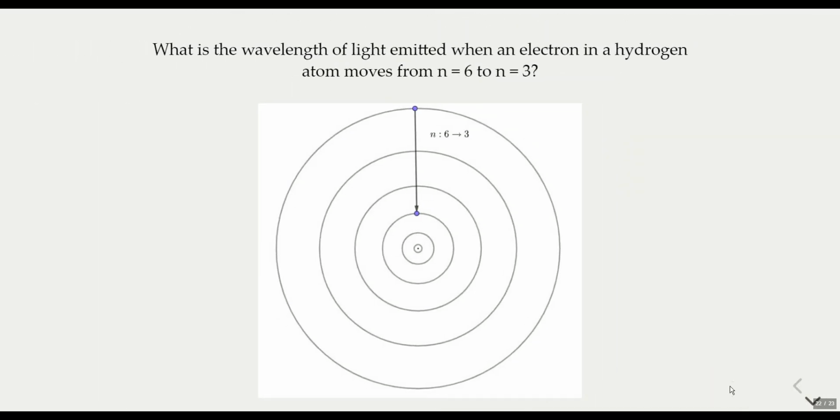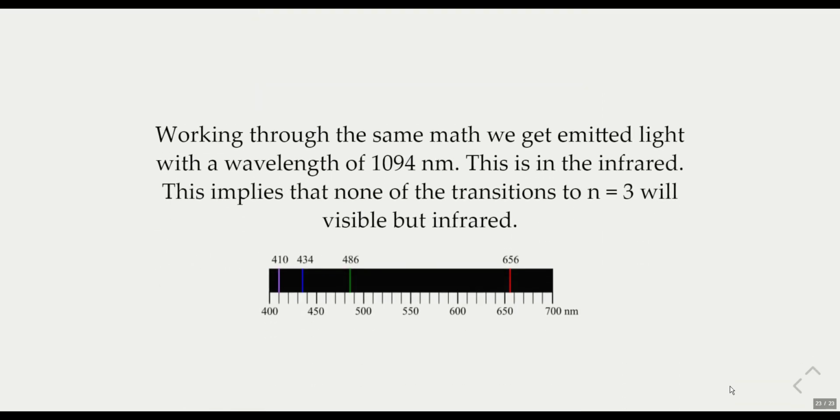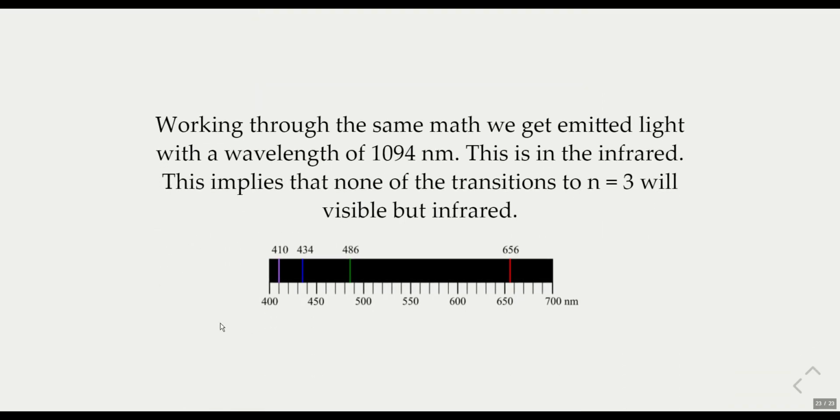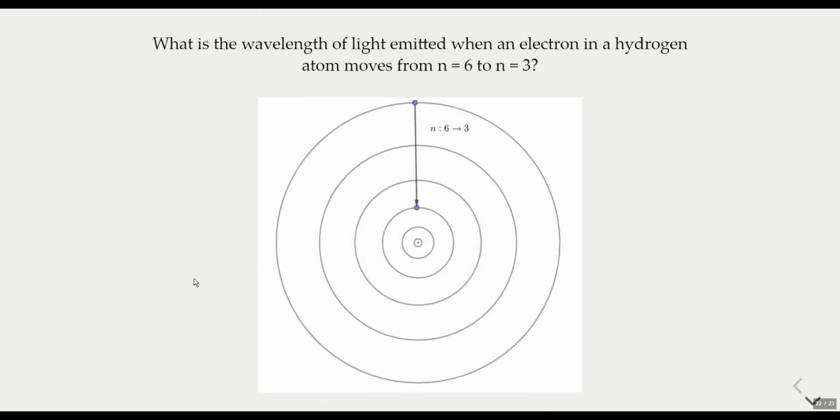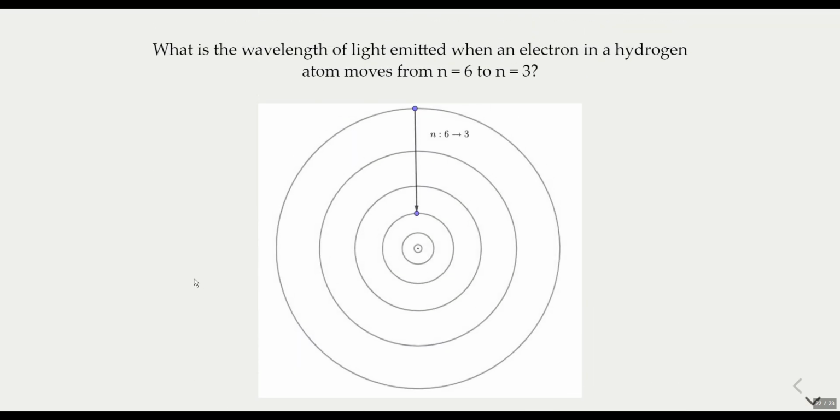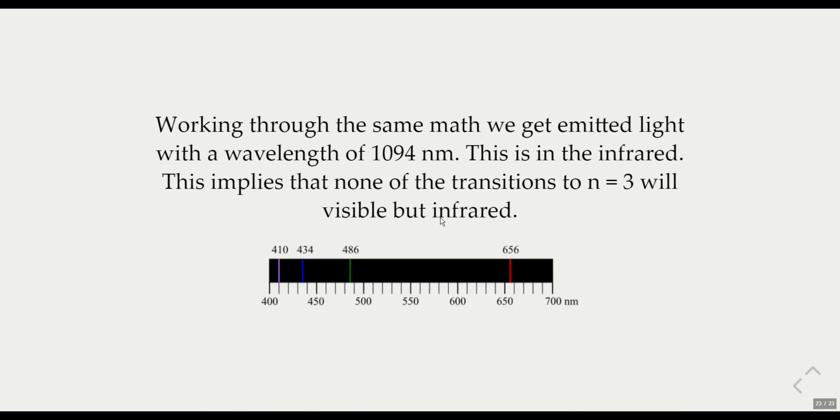How about other transitions that we haven't dealt with? So we made sense of this. It's not visible. It would be up here someplace in the ultraviolet. But how about the transitions to places that are not as far as down to the second? That is, for example, from the sixth to the third, and for that matter, any of these other ones. Well, let's do the calculation for the sixth down to the third and see what we get. If we do it out, we get a wavelength of 1,094 nanometers.